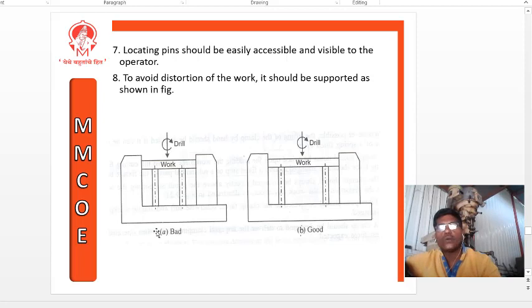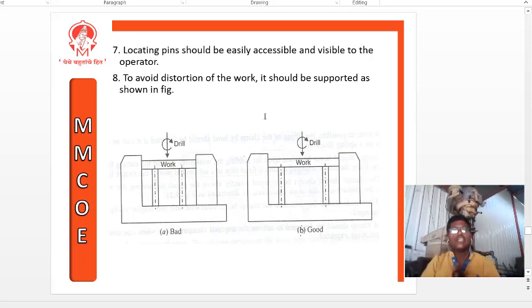Now the next is that the locating pin should be easily accessible and visible to the operator. Unless we can see the pins, we cannot place the job at its exact location. To get the exact location, and to confirm that the job is fixed or located at its given position, we need clear visuals from the operator's point of view.